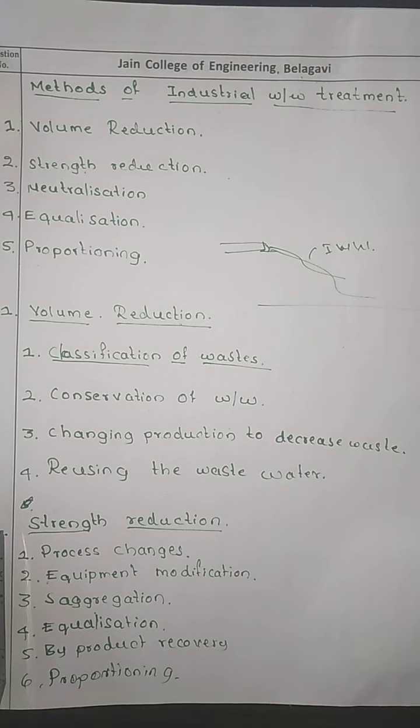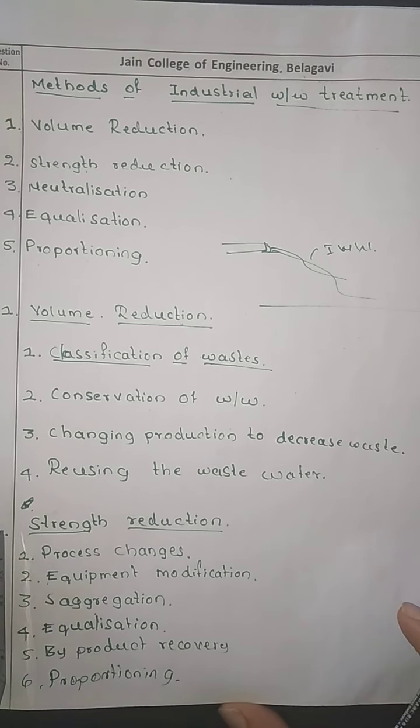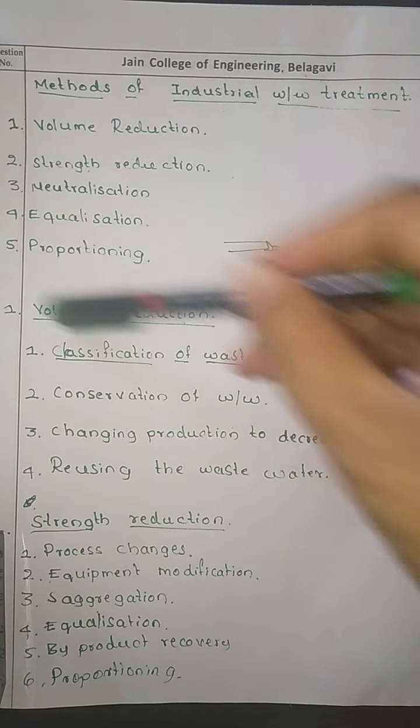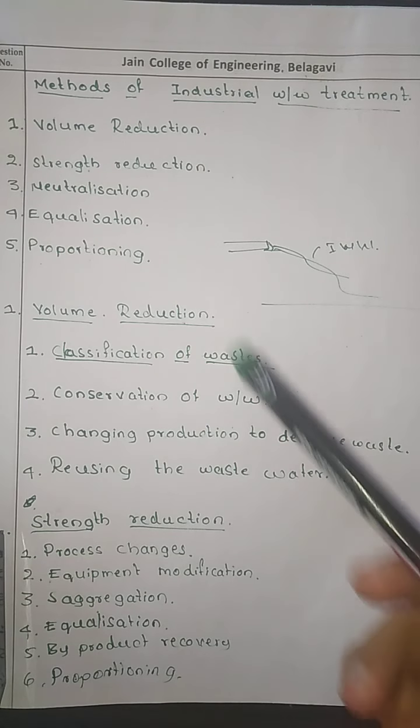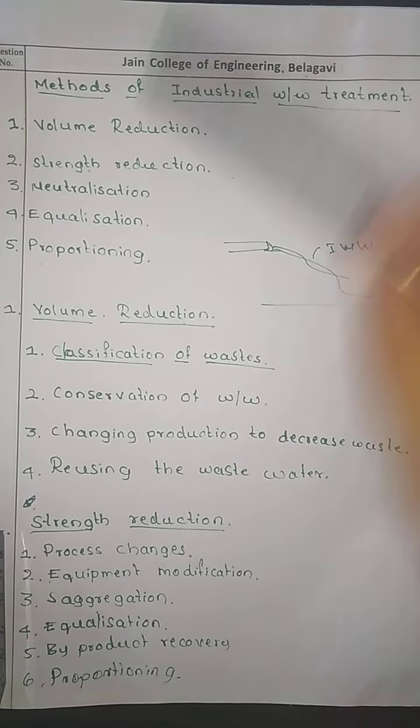Now, in today's class, we are going to discuss the different methods of industrial wastewater treatment. In industrial wastewater treatment, there are 5 main methods to decrease the concentration or to treat the industrial wastewater. The first is volume reduction, then strength reduction, neutralization, equalization and proportioning.